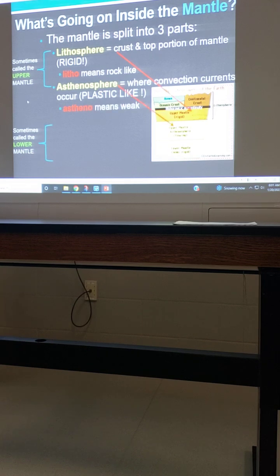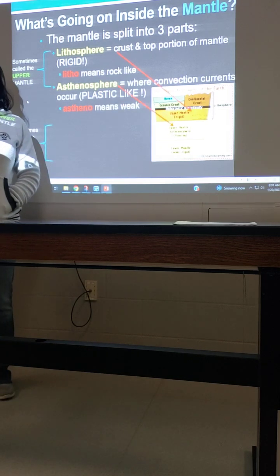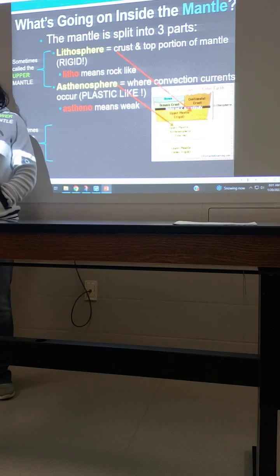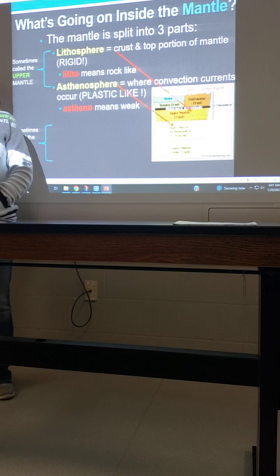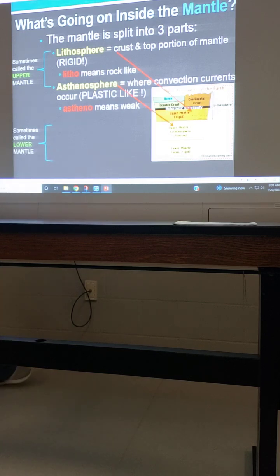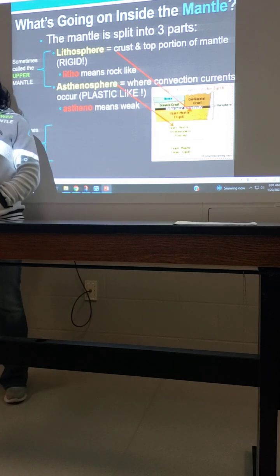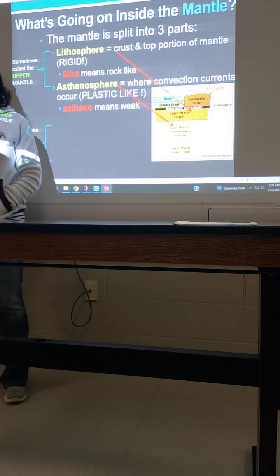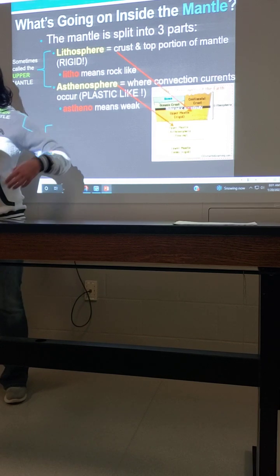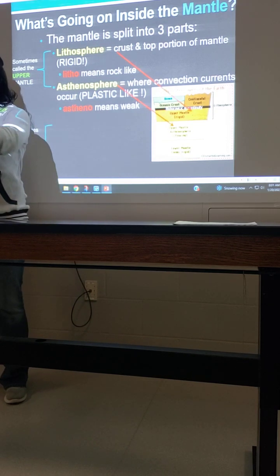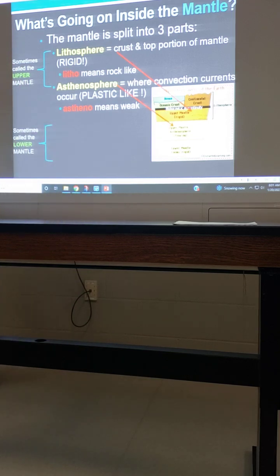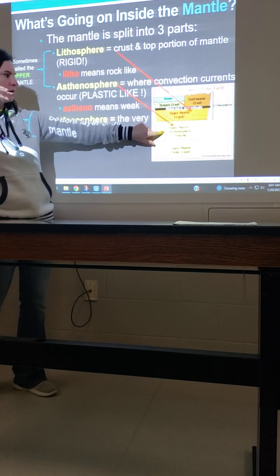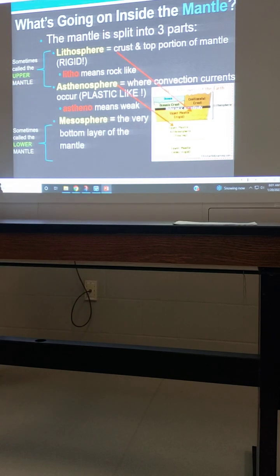And astheno means weak. The reason it means weak is because it is actually the softer. It's kind of not quite liquid, but not quite solid. When you think of lava coming from a volcano, that is kind of what the asthenosphere is. It's real thick, real flowy, and it is going to be right here. Okay?